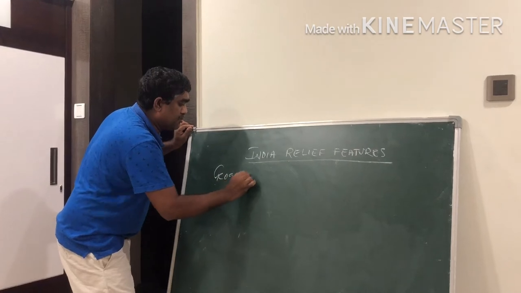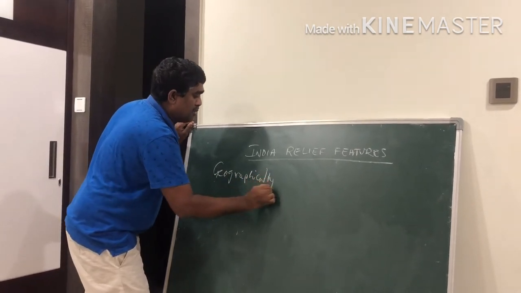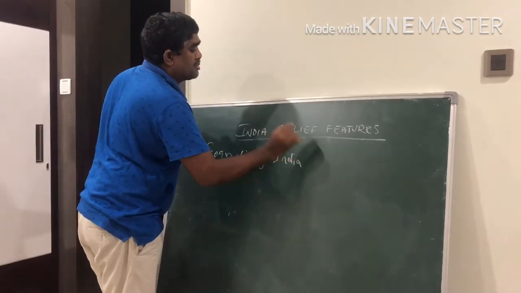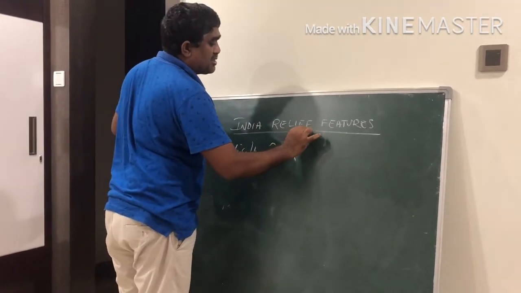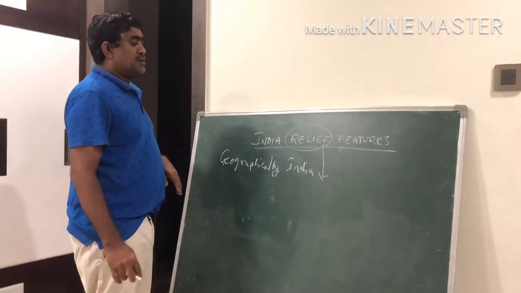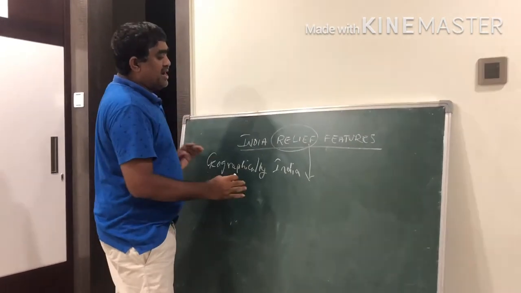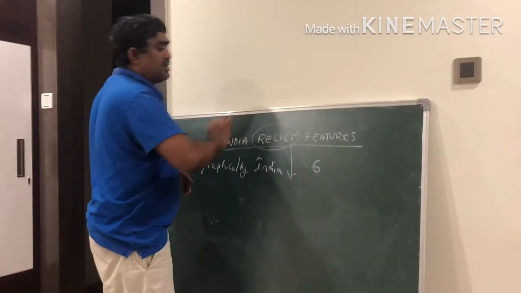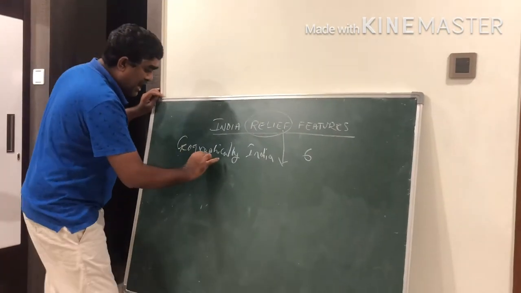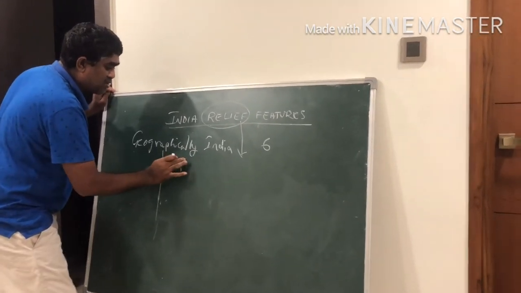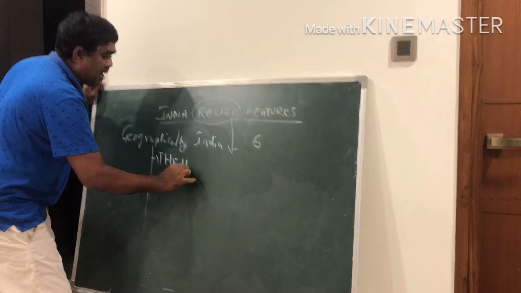Geographically, India was divided into six major reliefs. Relief means structure. So overall India has been divided geographically into six relief features. They are: one, the Himalayas. We call it the Himalayas.